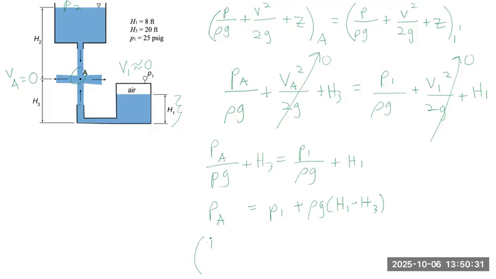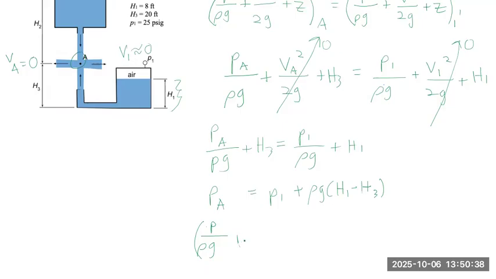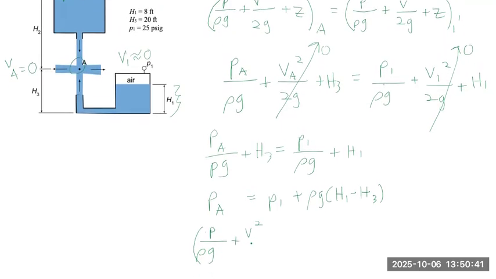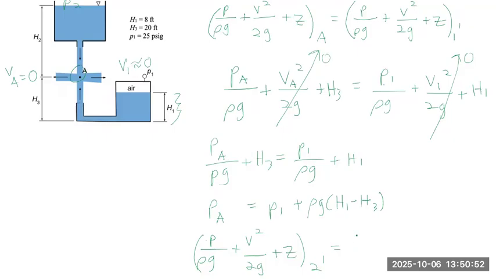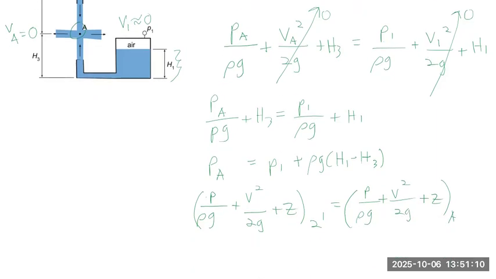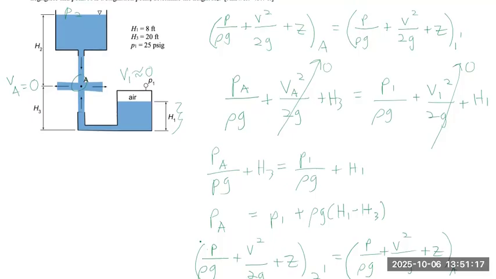So let's write the general governing equations. We have P over rho G plus V squared over 2G plus Z at 2 is equal to P over rho G plus V squared over 2G plus Z at point A. So basically, we have P2 for the pressure at 2, which is actually 0 gauge.